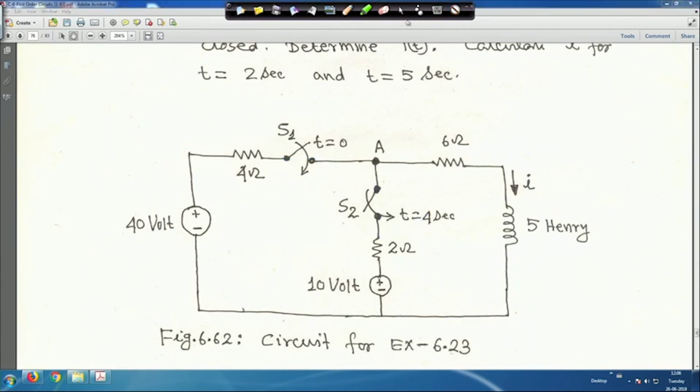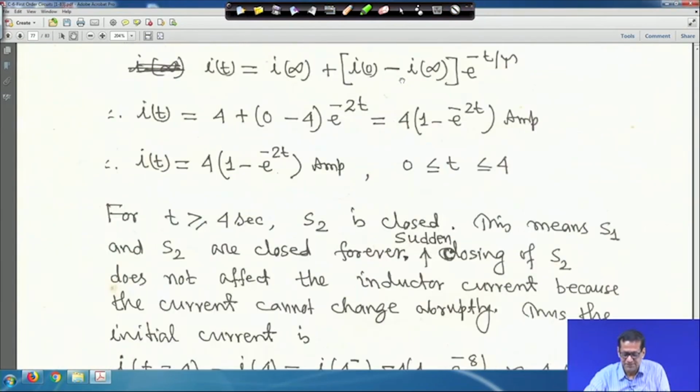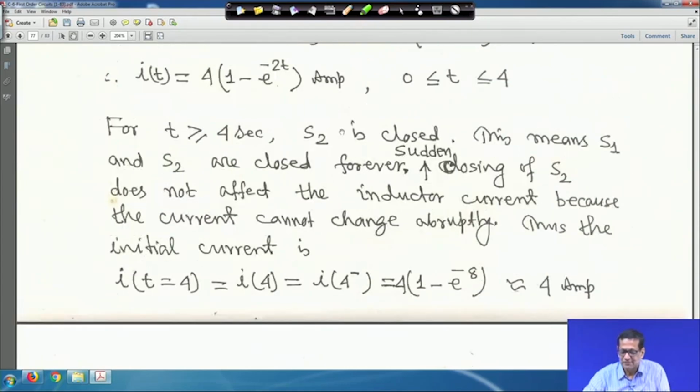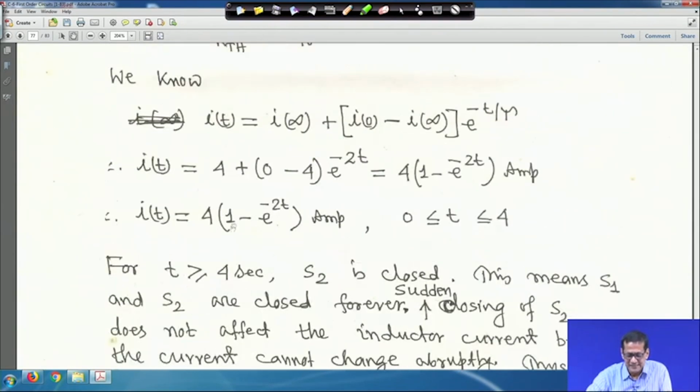So, in this case I hope you will understand this, right, when both switches are closed. So, S2 is closed, this means S1 and S2 are closed forever, right. So, sudden closing of S2 does not affect the inductor current, because the current cannot change abruptly in the inductor. Thus, the initial current at t is equal to 4, you put t is equal to 4 in this expression, I t is equal to 4 into 1 minus e to the power minus 2 t, because the switch S2 is closed.